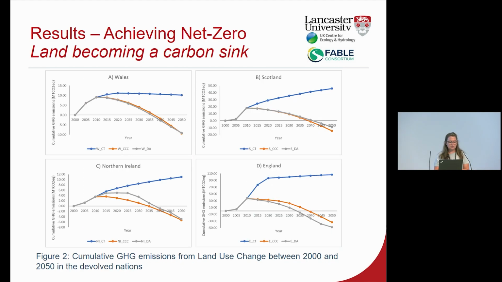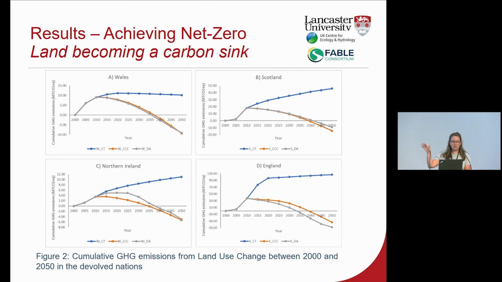The first result of interest for achieving net zero is the land becoming a carbon sink. The UKCCC state that for their recommended pathway, the AFOLU sector doesn't need to reach net zero, but the land must become a carbon sink. As we can see here, do note the scales are slightly different, given the sizes of the countries, but the important thing is the comparison between the pathways within each country.